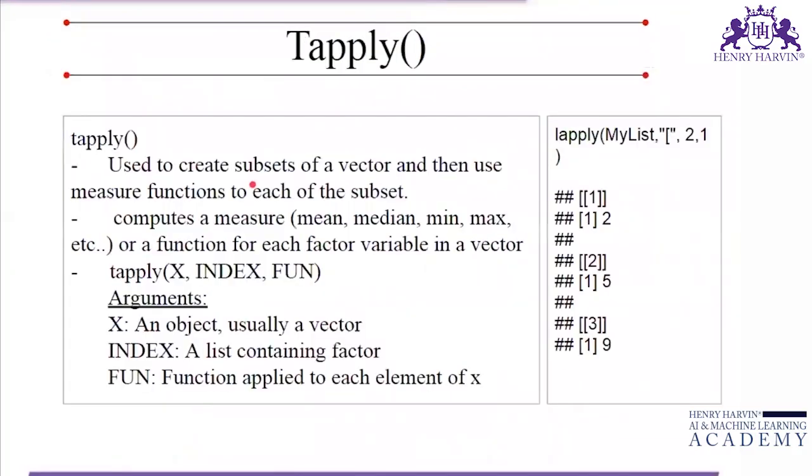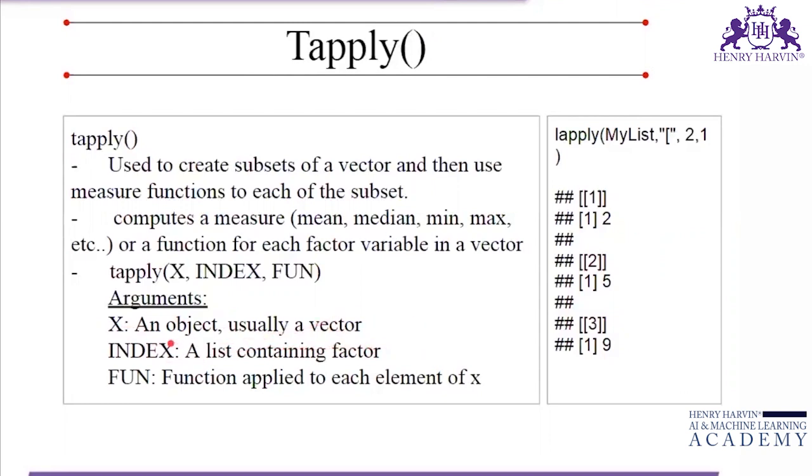Now let's go to tapply, the next apply function. Tapply is used to create subsets of a vector and apply measure functions to each of the subsets. So we can compute mean, median, mode, minimum, maximum, or a function for each factor variable in a vector. The function that is used is x, comma index, comma function. Here x is the vector or the object that you are using as your data set. Index is the factor variable.